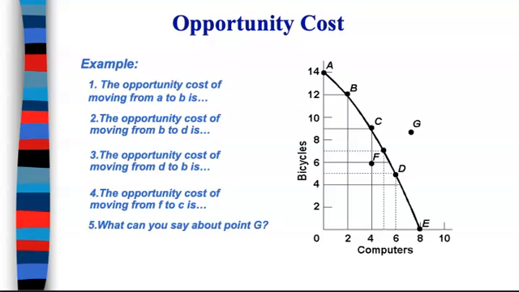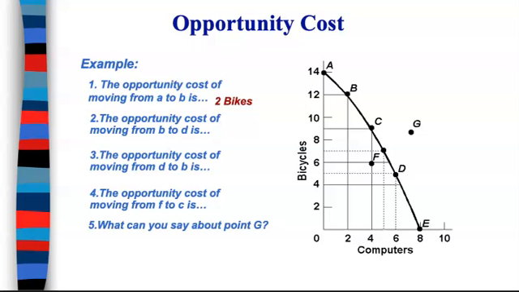The first one, and we'll do it together, says the opportunity cost of moving from A to B is. So what we're going to look at here is from A, we can produce 14 bikes and 0 computers. And if we move to B, we're going to gain 2 computers, but we're going to lose 2 bikes as we go from 14 to 12. Remember, opportunity cost is what you give up. Therefore, the opportunity cost of moving from A to B is 2 bikes.